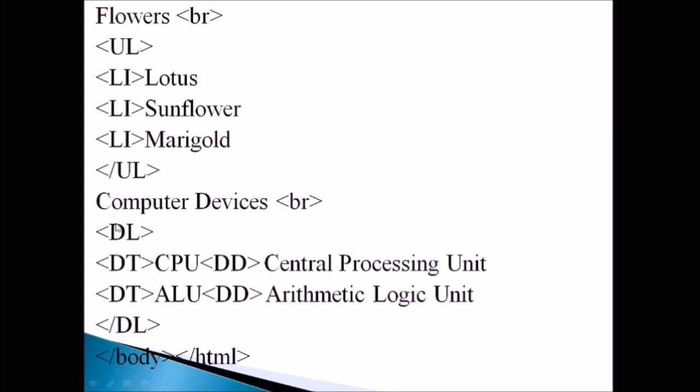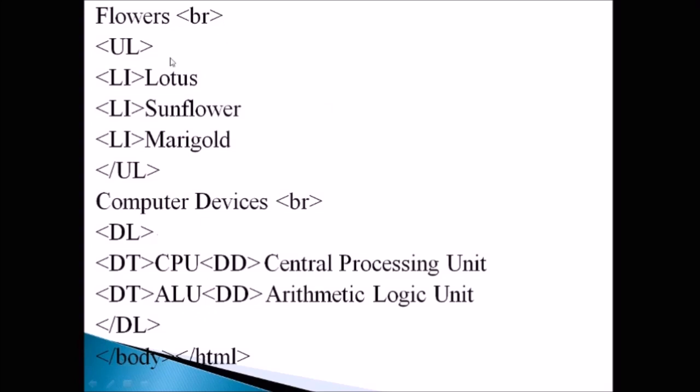Okay. And then the next title is computer devices. It has a line break. And then DL is given. DL means what? Definition list, isn't it? So DL is given with its respective closing tag, and within this block DT CPU is given, and then DD, central processing unit, is given. Okay, where within the definition list the first item is given here. Definition title is CPU and definition description is central processing unit, and then the next one, definition title ALU, its definition description is arithmetic logic unit. So these two are given within the definition list. After this list we have closed the body and then HTML.